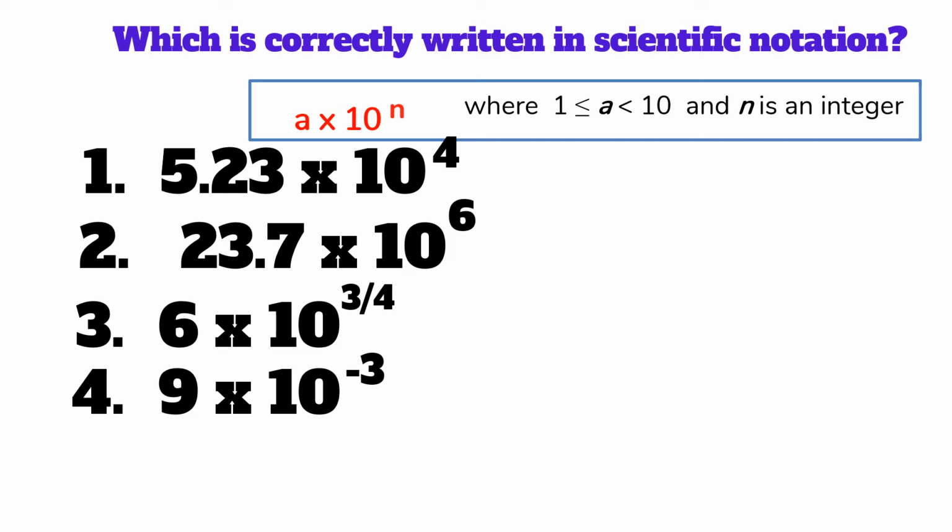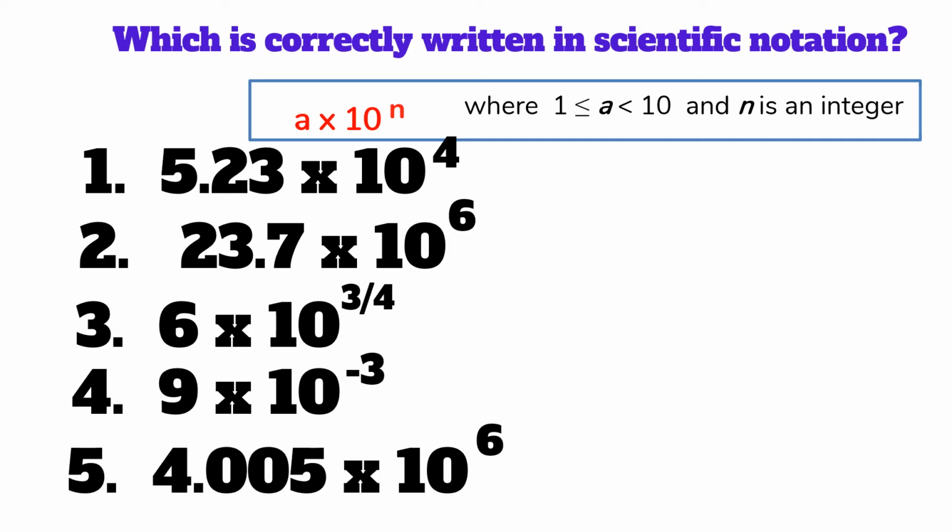Number 4, 9 times 10 raised to negative 3. Ang 9 ay greater than or equal to 1 but less than 10. And ang exponent natin ay negative 3. It's an integer. So that means number 4 is correctly written also.